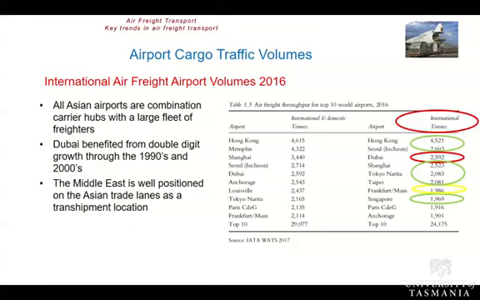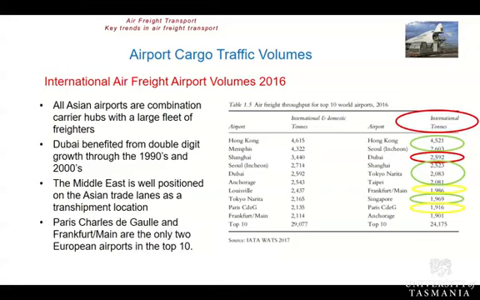We've got two European airport hubs in the international tonnes, which are Charles de Gaulle and Frankfurt. They're the only two in that particular list.